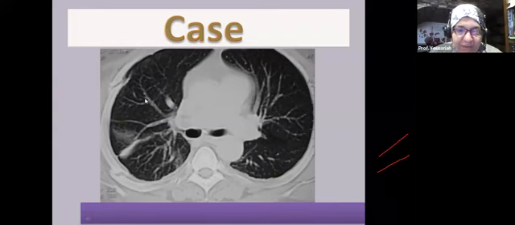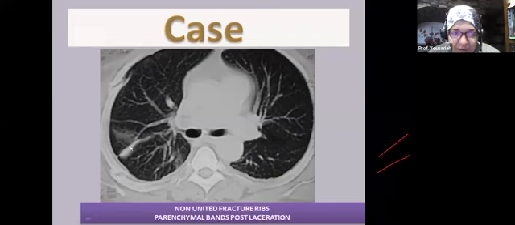Now here we have traumatic fracture, as you can see. There is more than one fracture, and this is a non-united fracture actually, then there is scarring in the underlying lung.